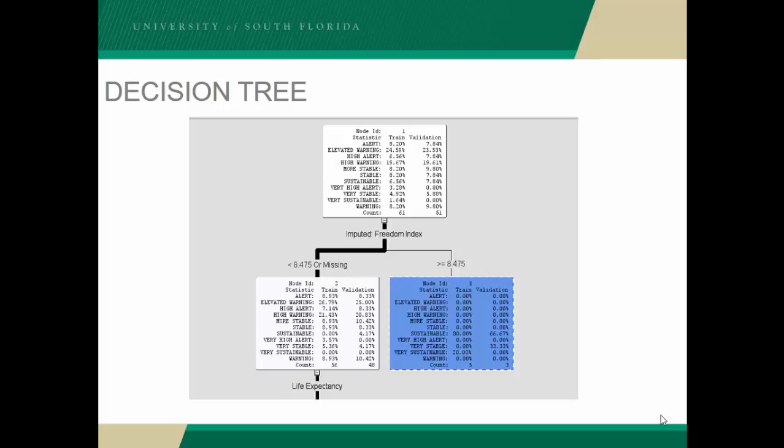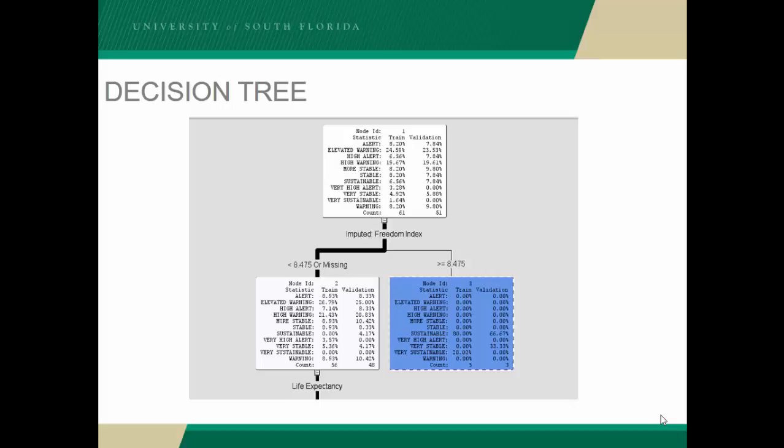Our first split is less than 8.475. So if you look at the training percentages there, the highest percentages are relative to elevated warning, high alert, and alert. And then if you look at greater than 8.475, you see that the greatest training percentages are related to sustainable, very sustainable. At this point, we realized that freedom index was a good indicator of whether or not a country is stable or not. If the training percentages were higher for elevated warning, high alert, we can pretty much say that it's not a very stable country.